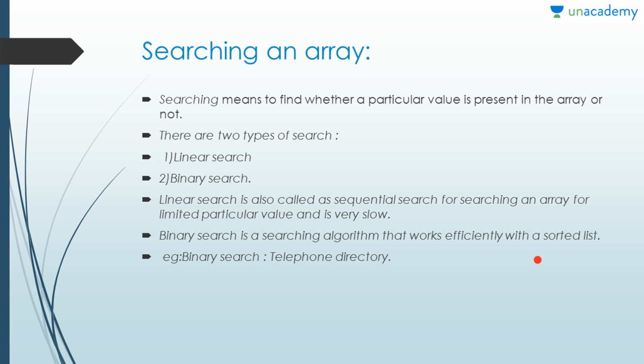So if the name is present after the center of the book, you will look at the right side, right? So here exactly is how it works in linear search. Now, binary search is a searching algorithm that works efficiently with a sorted list, right? So there is no requirement that a program must be used. Binary search is used in many ways.